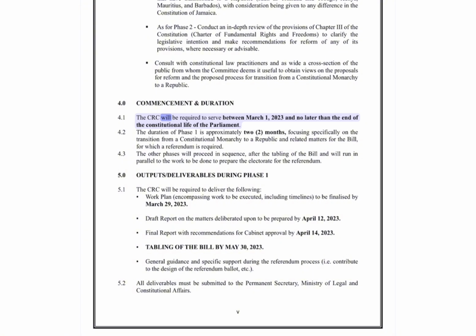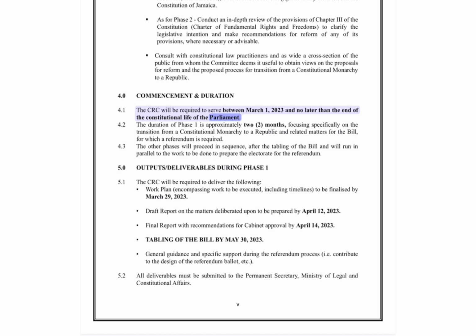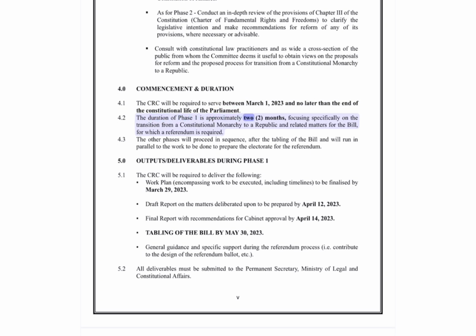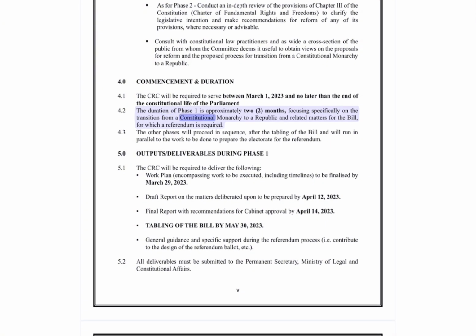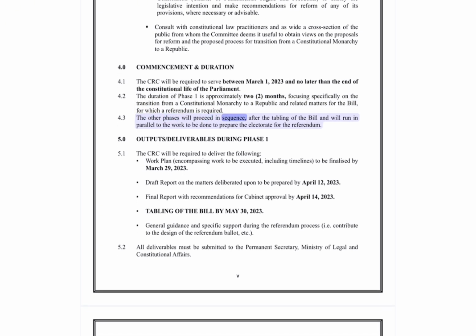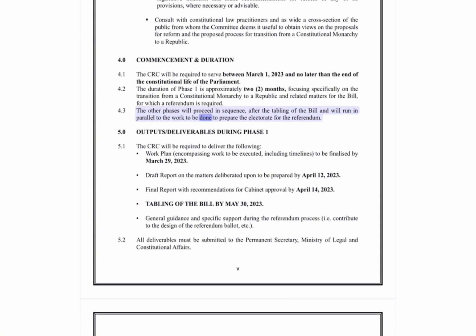The CRC will be required to serve between March 1, 2023, and no later than the end of the constitutional life of the Parliament. The duration of Phase 1 is approximately 2 months, focusing specifically on the transition from a constitutional monarchy to a republic and related matters for the bill, for which a referendum is required. The other phases will proceed in sequence, after the tabling of the bill, and will run in parallel to the work to be done to prepare the electorate for the referendum.